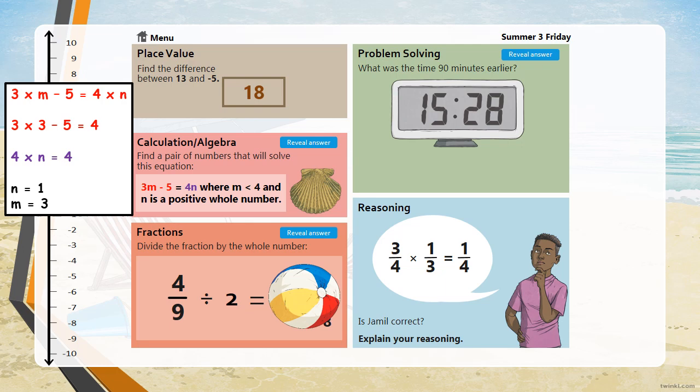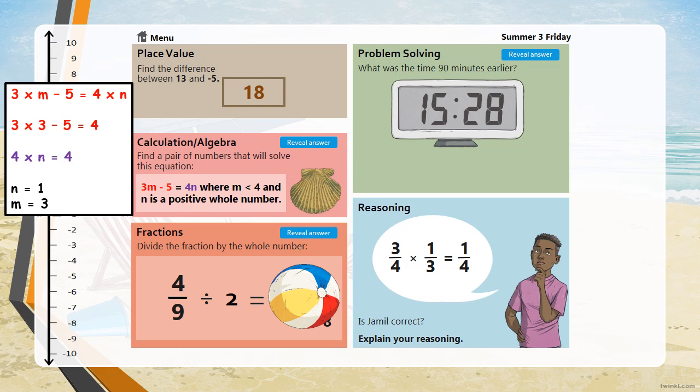So 3 times 3 gives us 9. And then 9 minus 5 gives us 4. So now we know that the red side has a total value of 4. Now, if we use that, we know that the purple side then must equal 4, because the equal sign means both have to have the same value. 4 times what equals 4? Excellent. 4 times 1 equals 4. So that means our n is a 1.